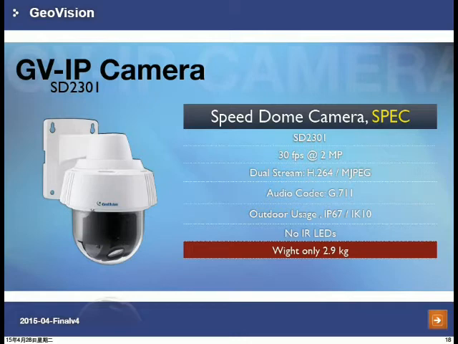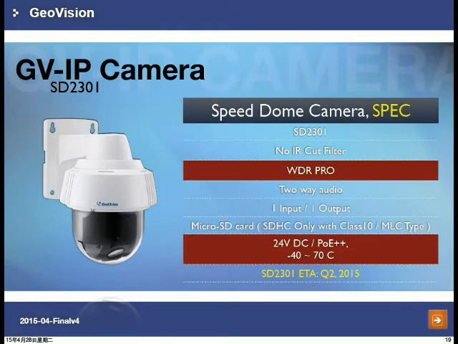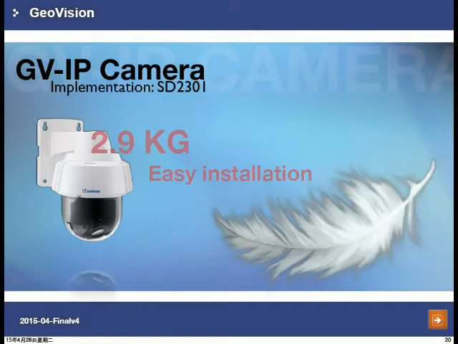So now this camera weighs about 2.3 kilograms, and it also supports WDR Pro. Another characteristic is this camera's operating temperature. It supports from minus 40 degrees to 70 degrees Celsius. Compared with other third-party speed dome cameras, which can only support up to 60 degrees, this camera, the SD2301, can support up to 70 degrees Celsius. As we talked about in the previous slide, this camera is now much lighter than other GeoVision speed dome cameras.